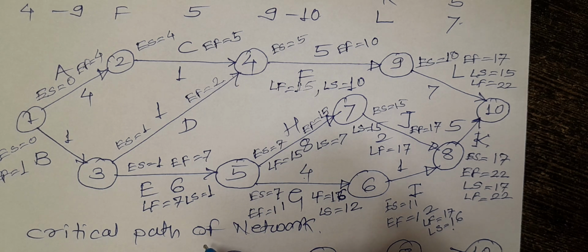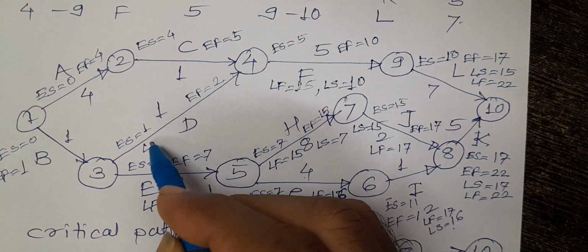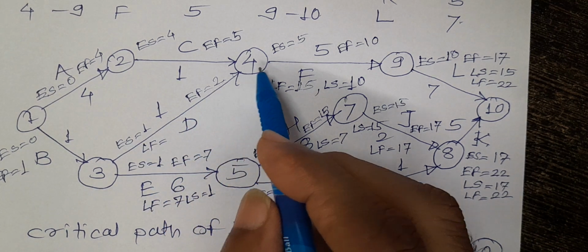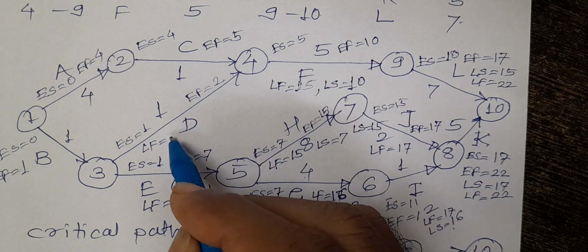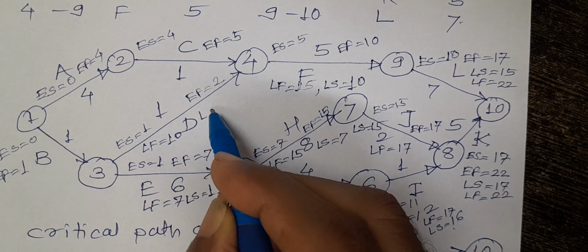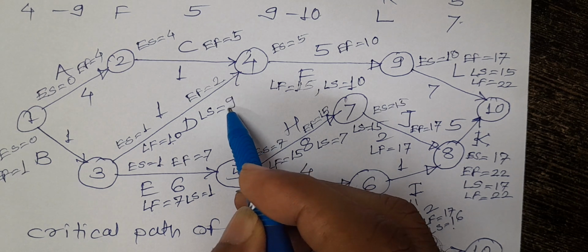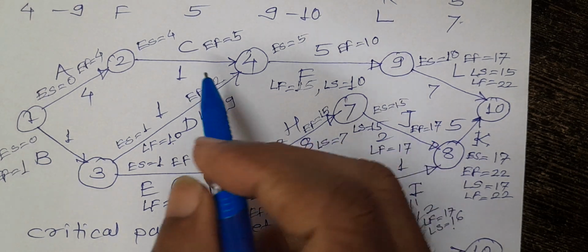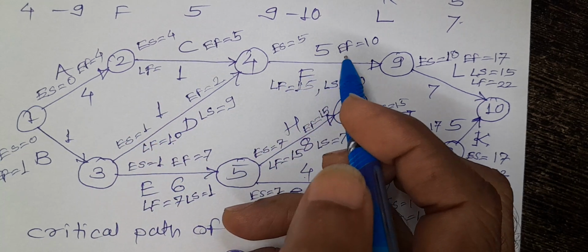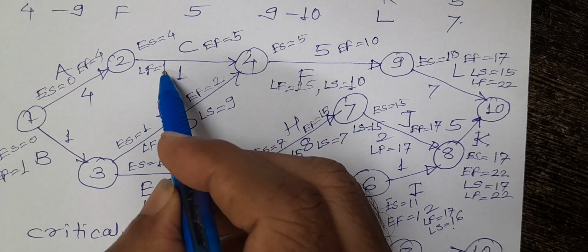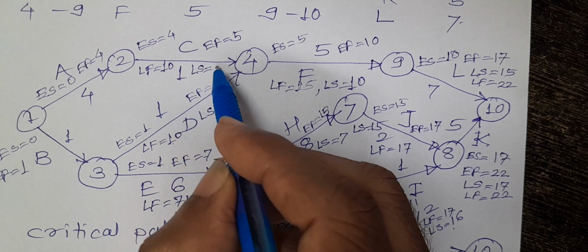And the next activity is the D activity. We have to find the latest finish of this activity. The latest finish of this activity is the latest start, so the latest finish is 10. And what is the latest start of this activity? It is 10 minus 1, it is 9. Next activity is C. What is the latest finish for this activity? It is the latest start, so it is 10. And what is the latest start for this activity? 10 minus 1, that is 9.